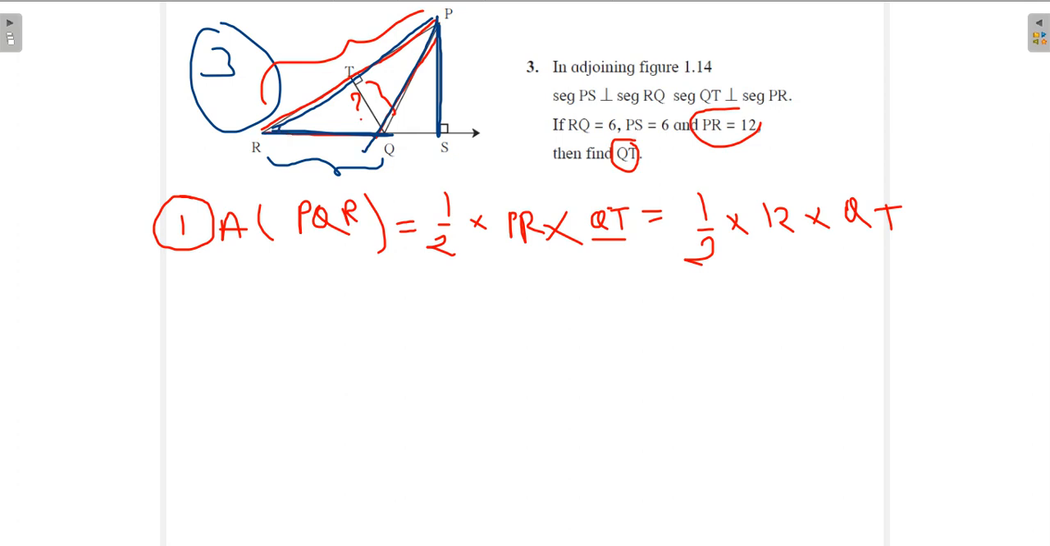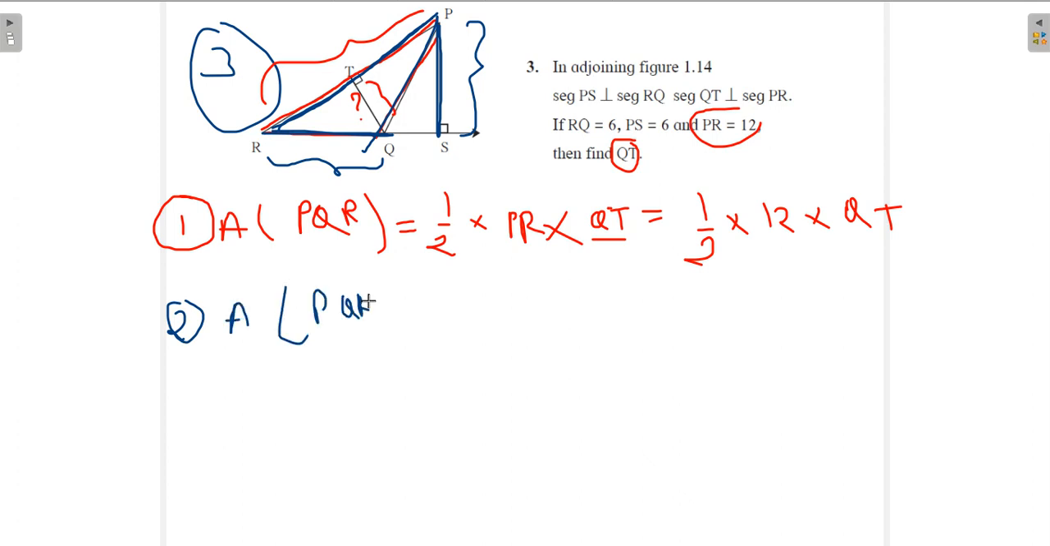Now this blue triangle can have this base and this height, because height is always perpendicular from the opposite vertex on the opposite side, right? So PS is height, QR is base. So I can also write area of triangle PQR again in a different way.